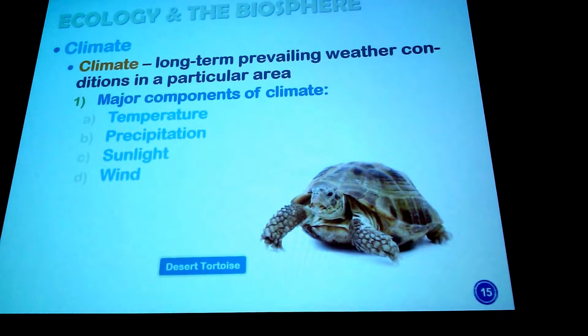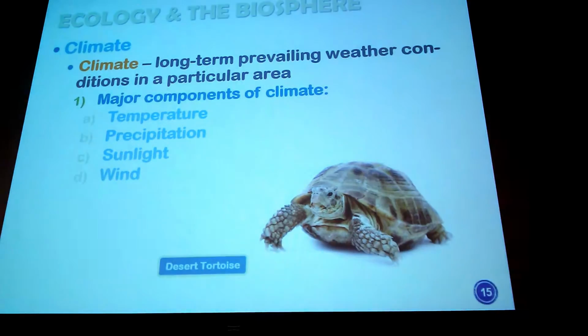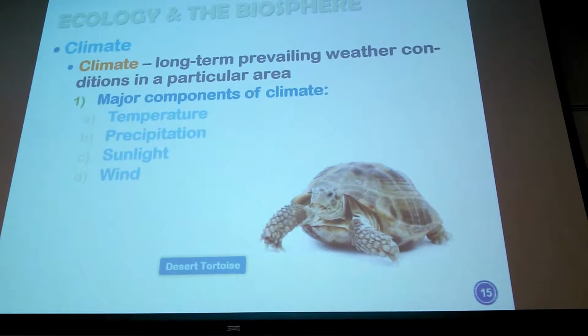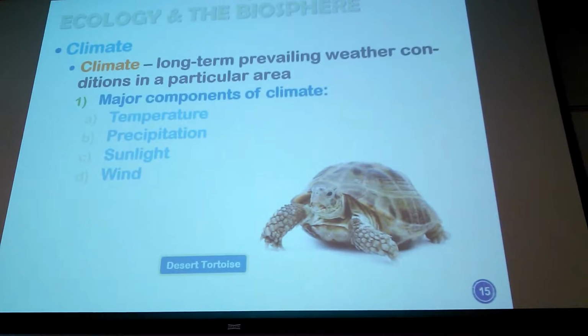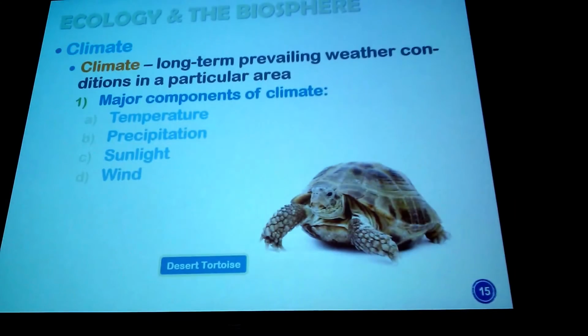Climate, long-term prevailing weather conditions in a particular area. Major components of climate, temperature, precipitation. Now, when we say precipitation, just don't think rainfall. I know it's hard to get your mind around it, but snow is like frozen rain. That counts as precipitation. Sometimes fog counts as precipitation. Basically, any kind of moisture from the sky is counted as precipitation. And of course, sunlight and wind. The first two are the big ones, though. They dictate most climate.